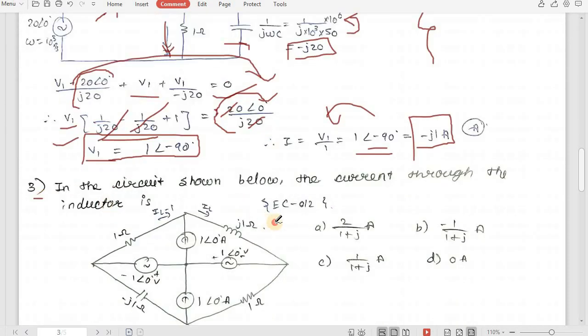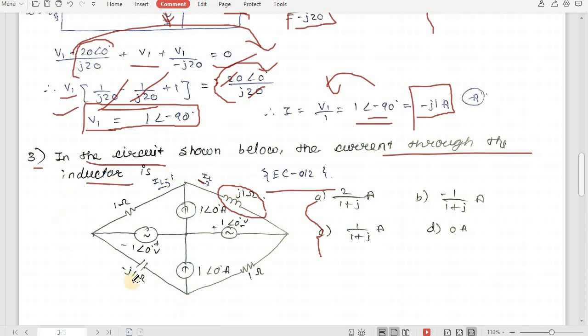This third sum is from EC 2012, and the sum is: in the circuit shown below, the current through the inductor is... Basically we have to find out the current through this inductor, so IL we have to find out. And the options are present here. If you see this circuit, you may be wondering it is very complex, but let me tell you, it is not as complex as you think.